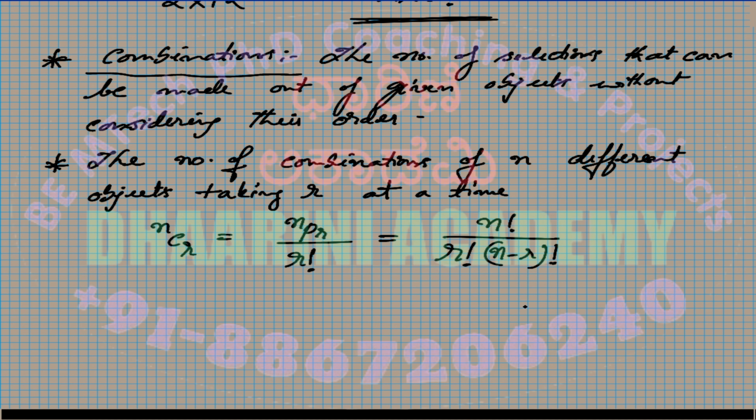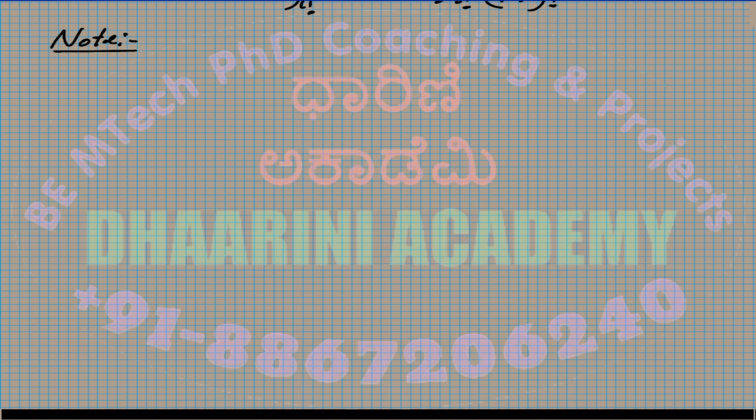Okay, let us try to write some of the important relationships related to nPr and nCr. So this is going to be a note. We are going to use this several times. So the first note under this case is, whenever I try to calculate this, nCr is a natural number always. It's not real. It's always a natural number, like a whole number: 1, 2, 3, 10, 20, 30, 50, 80, like that. So that's the first thing.